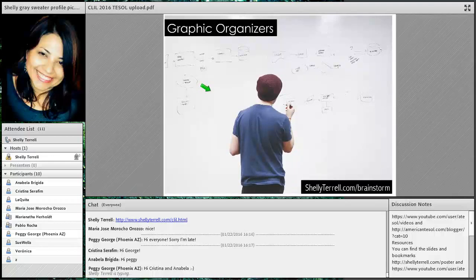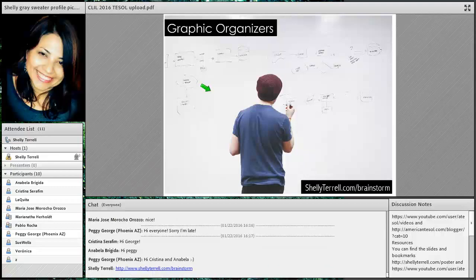And if you go to shelleyterrell.com/brainstorm, I'm going to go ahead and put that in the chat box, then you'll be able to find different sites for graphic organizers, such as Lucidchart, that's free. Mind mapping, like Coggle, Bubbl, Mind 42, there's tons of them when you go to that link.